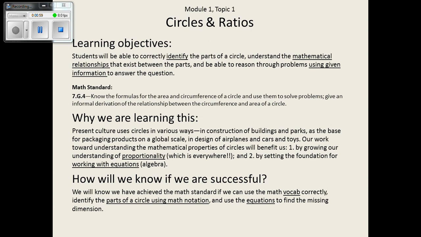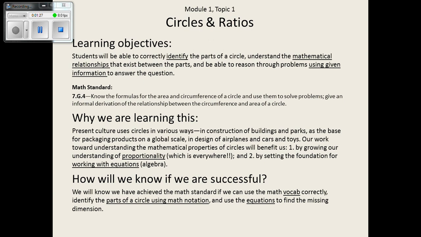For Module 1, Topic 1, we'll be talking about circles and ratios. The learning objectives: students will be able to correctly identify the parts of a circle, understand the mathematical relationships that exist between the parts, and be able to reason through problems using given information to answer the question.